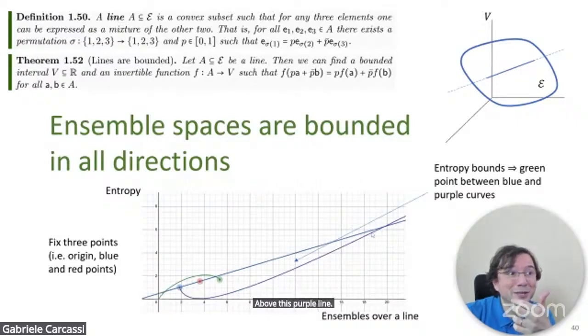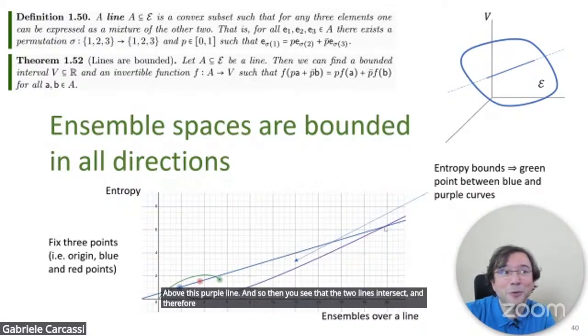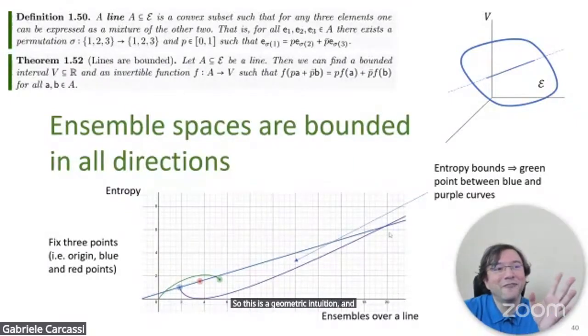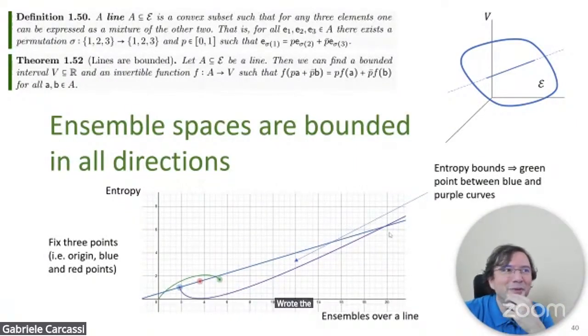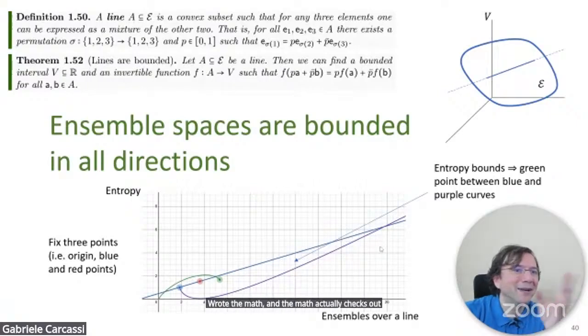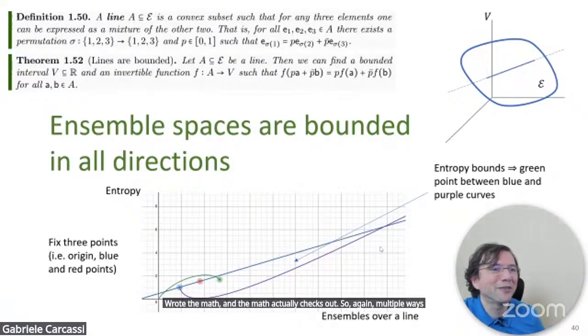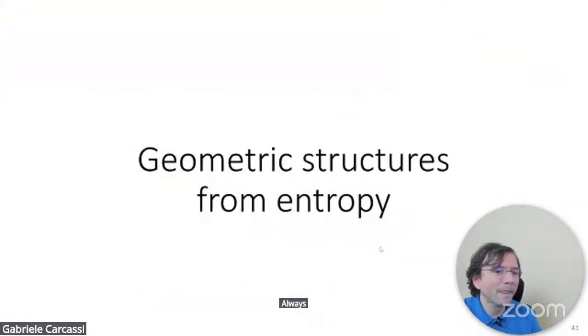And so then you see that the two lines intersect, and therefore you can't put a point past a certain point. So this is the geometrical intuition. And then once I figured out how to do this, I wrote the math, and the math actually checks out. So again, multiple ways of looking at the problem always helps. So these are some properties that we can get in terms of vector spaces.